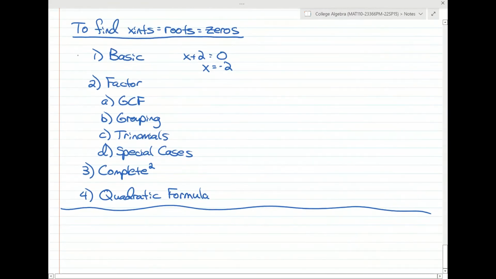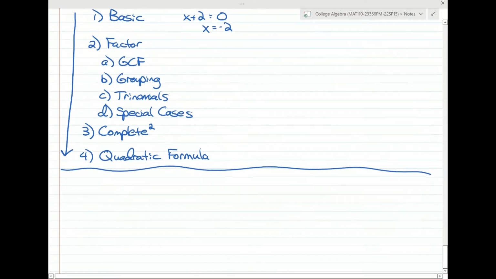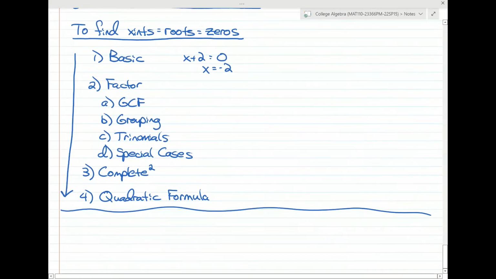Remember, when we solve, we go from the least aggressive to the most aggressive in order to solve polynomials. We want to make sure that we make the x-intercepts, roots, and zeros. In order to find those, we just set the polynomial equal to 0 and then solve it.